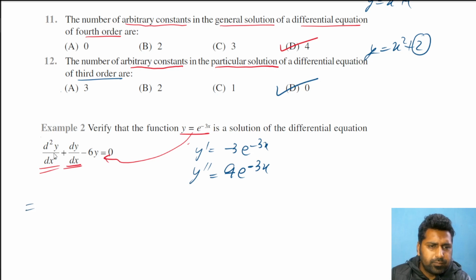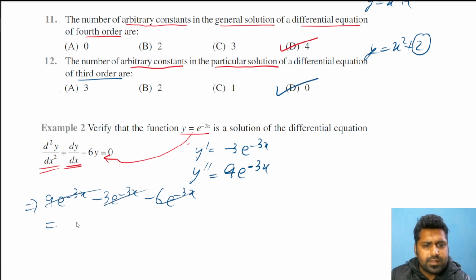Now let's put the values in d square y by dx square plus dy by dx minus 6y. So that's 9 e raised to power minus 3x, plus y dash, minus 3 e raised to power minus 3x, minus 6y. Y was e raised to power minus 3x. If we solve this, 9 minus 3 minus 6, this all cancels out and it's 0. So yes, y equal to e raised to power minus 3x is a solution.